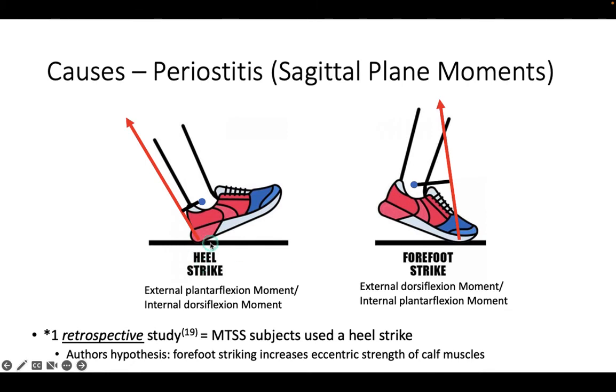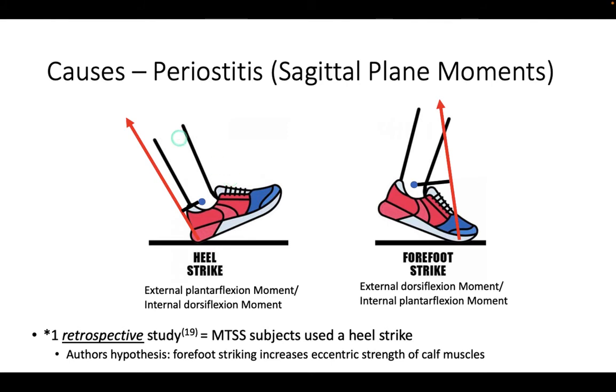And then if we go over here to a heel strike, with the heel strike pattern the ground reaction force is behind the ankle joint, meaning there's going to be an external plantar flexion moment. And so then you need an internal dorsiflexion moment, meaning those dorsiflexors, the main one we talked about being the tibialis anterior, have to eccentrically contract.